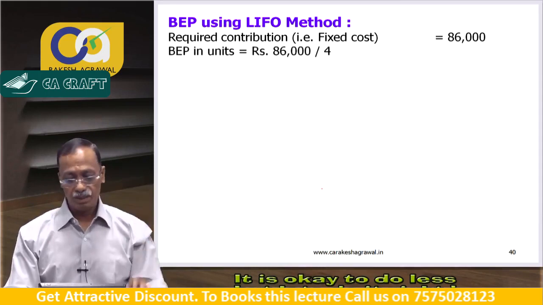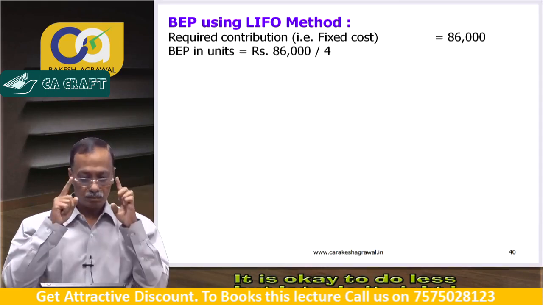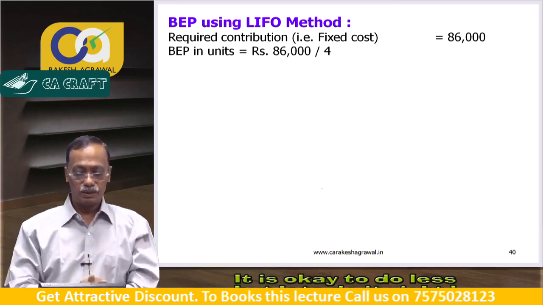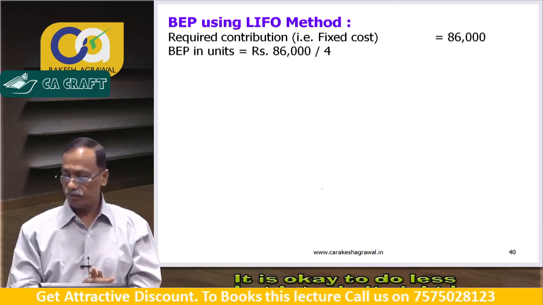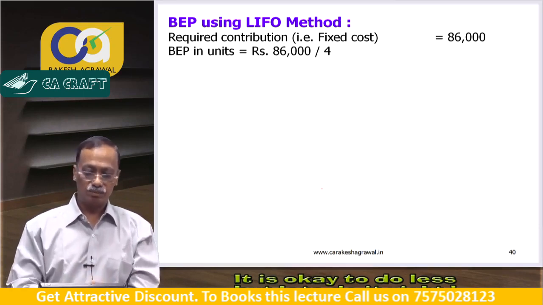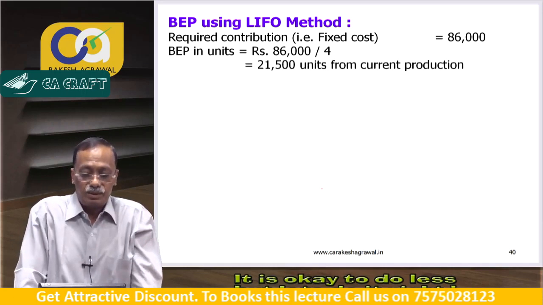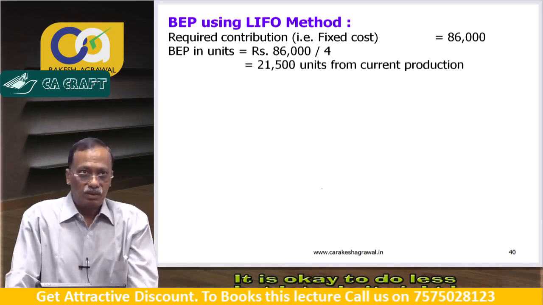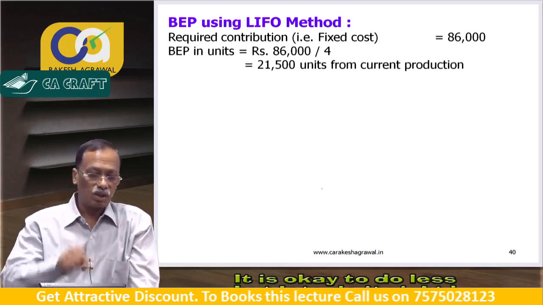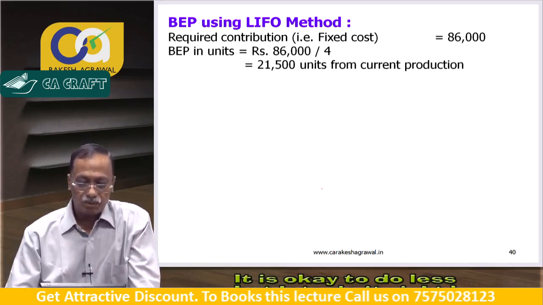Below write down BEP in units is equal to 86,000 divided by 4, which is equal to 21,500 units from current production.